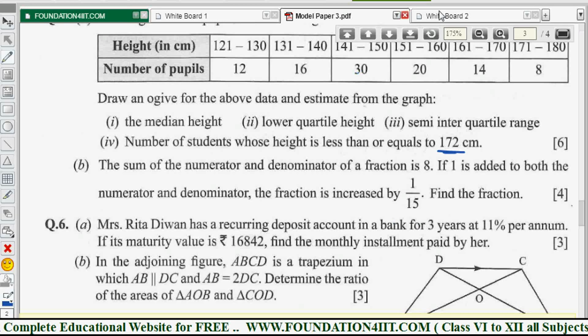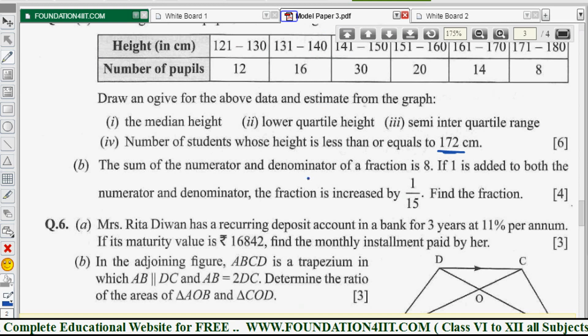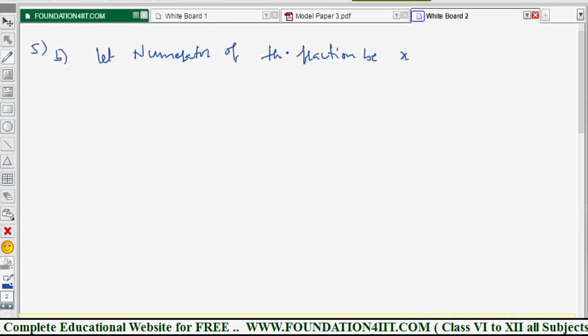So let us take the numerator as x. In this, let the numerator of the fraction be x. If the numerator is x and the denominator is 8 minus x, because the sum is 8, okay, the sum of the numerator and denominator is 8, then the denominator of the fraction becomes 8 minus x.